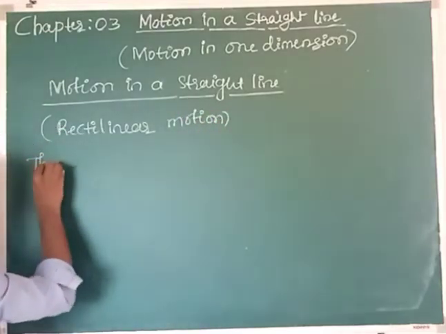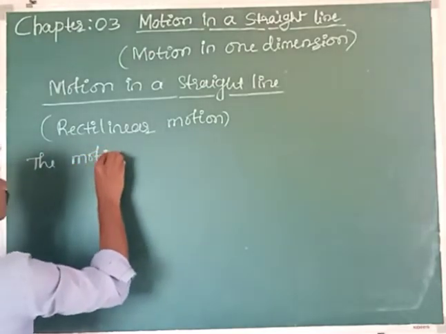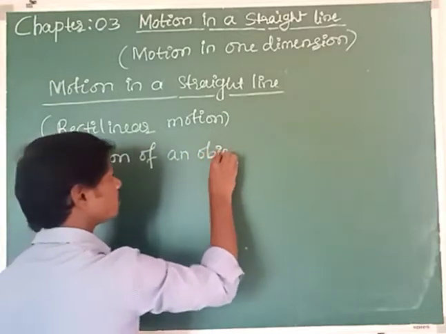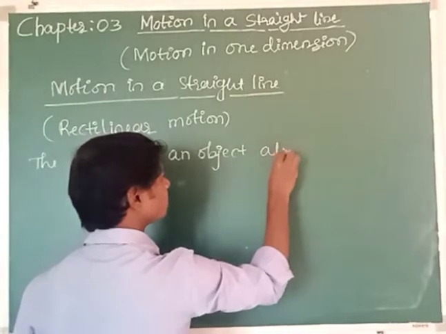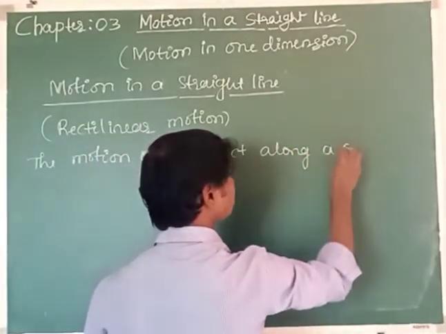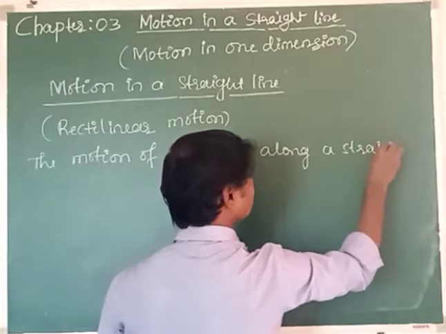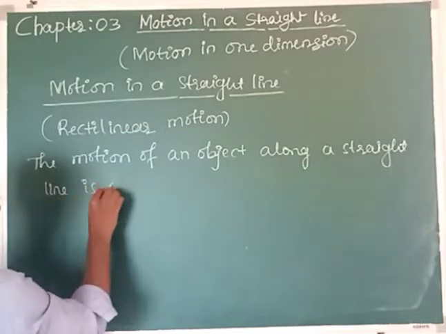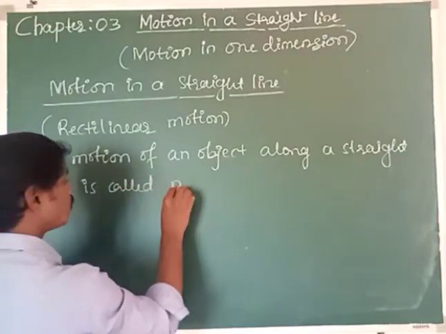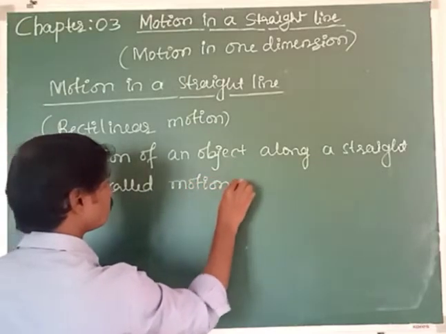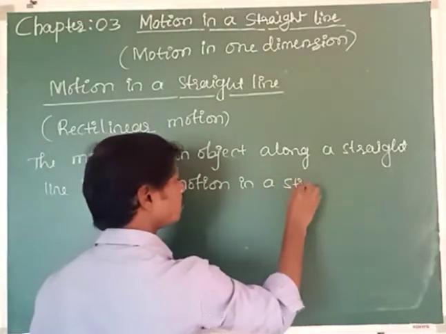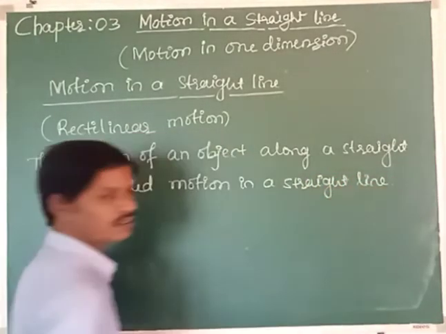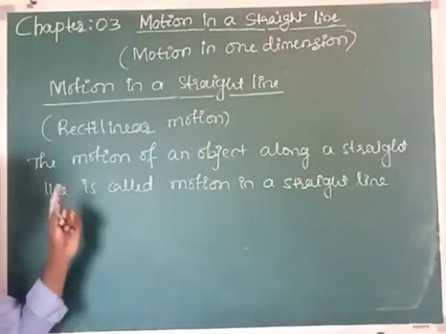The motion of an object along a straight line is called motion in a straight line. And also it is called rectilinear motion. Okay, then why is it called motion in 1 dimension?